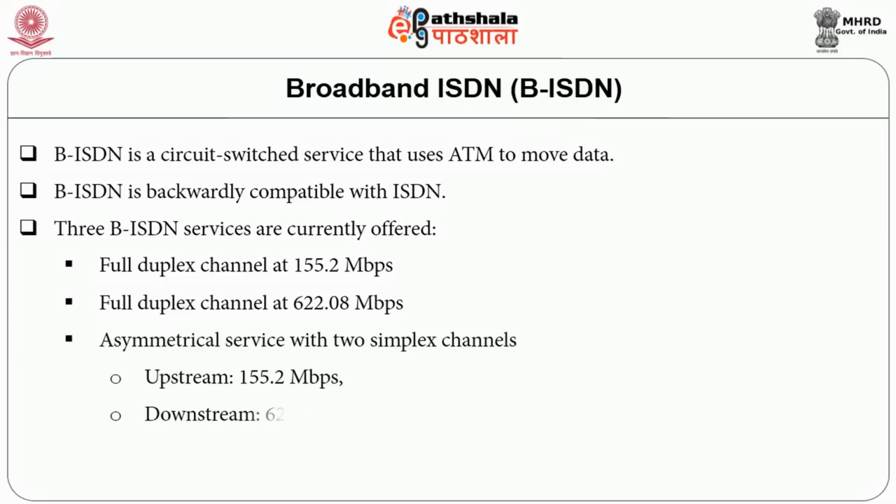The third is asymmetrical service with two simplex channels. If it is symmetrical, then we get equal bandwidth. Here, asymmetry means upstream is less and downstream is more. Many times, if you look at the services, people provide this kind of ratio in the bandwidth, because everybody will be interested in downloading rather than uploading something. So download will be at least 4 times bigger than upload. So we will see a 1:4 connection, 1 for upstream, 4 times for downstream.